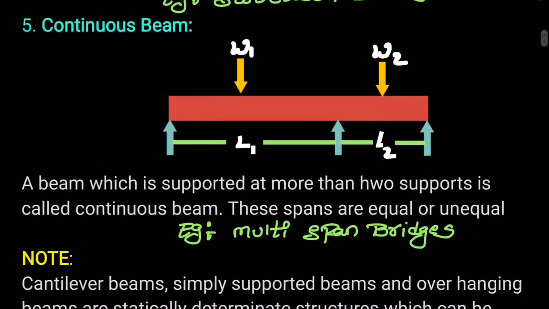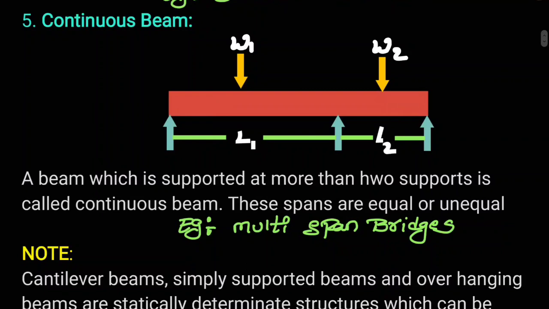Number 5. Continuous beam. A beam which is supported at more than two supports is called a continuous beam. These spans are equal or unequal. Examples are multi-span bridges. A continuous beam provides an alternate load path in the case of failure at a section. In regions with high seismic risk, continuous beams and frames are preferred in buildings and bridges. A continuous beam is a statically indeterminate structure.